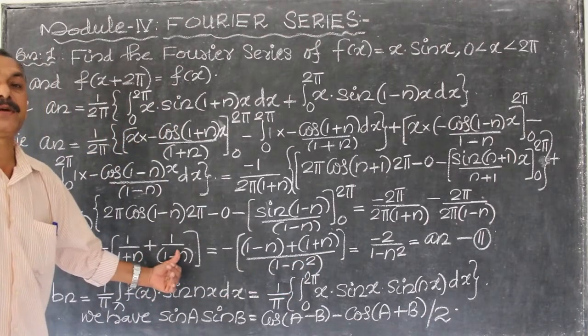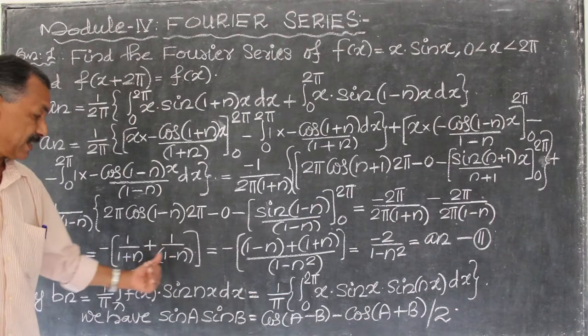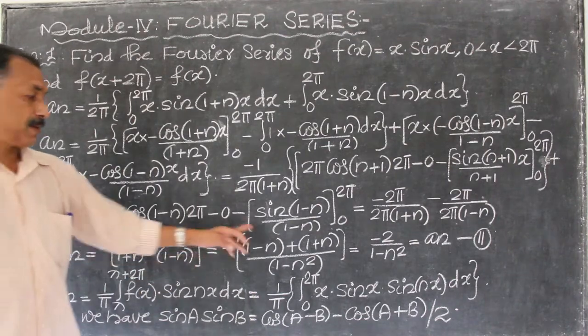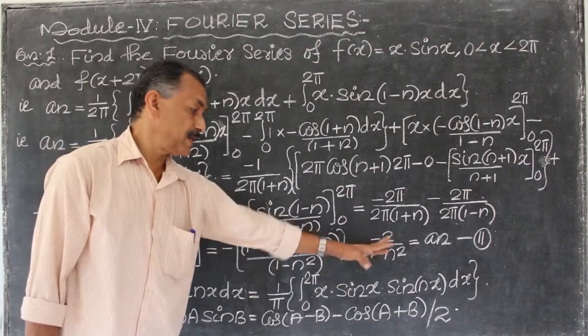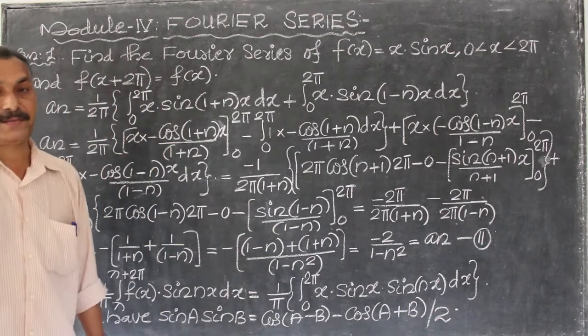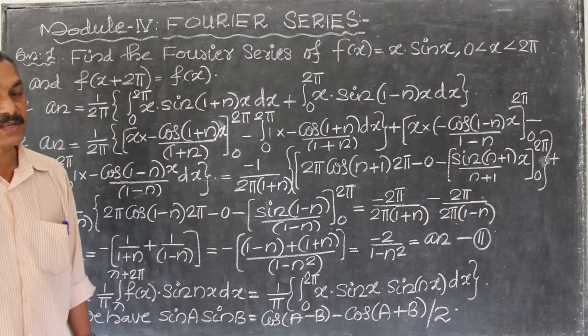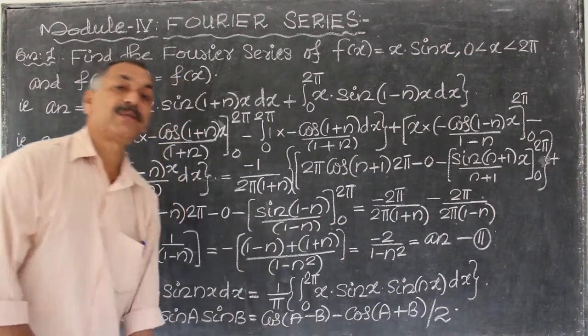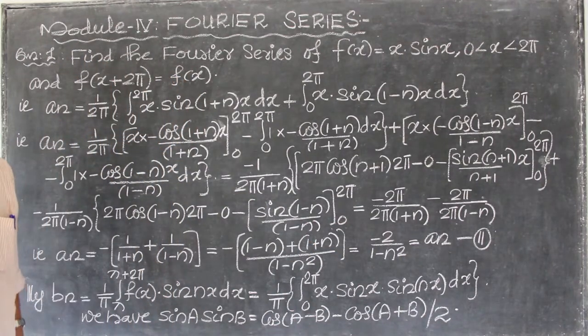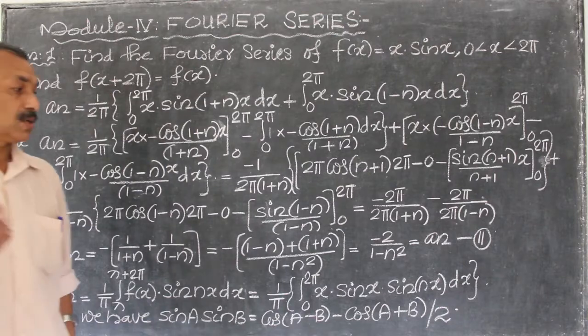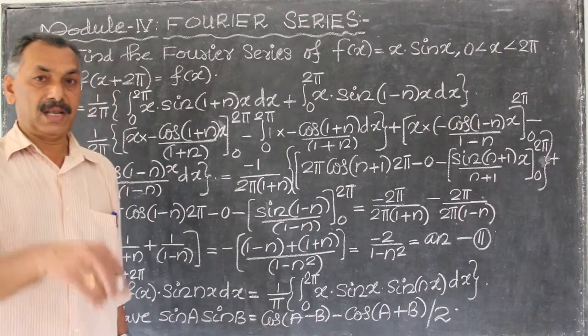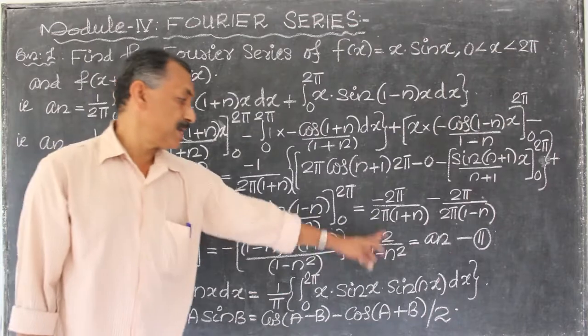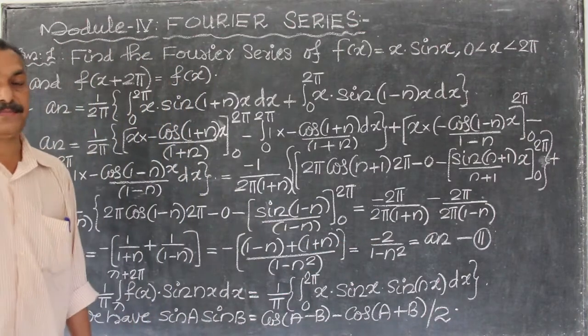A plus b into a minus b, a square minus b square, 1 minus n square. Then minus n plus n move, but minus 2 divided by 1 minus n square. In the Fourier series expansion, we have a n is equal to minus 2 divided by 1 minus n square. What is a0? A0 is equal to minus 2. But a n is equal to minus 2 divided by 1 minus n square.